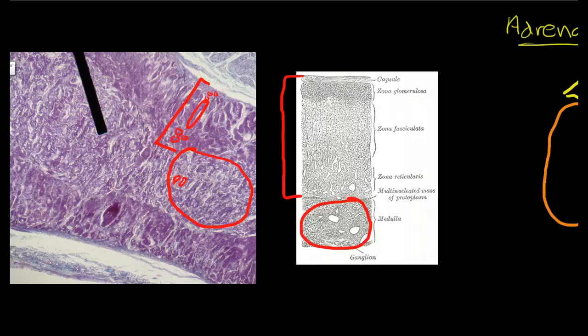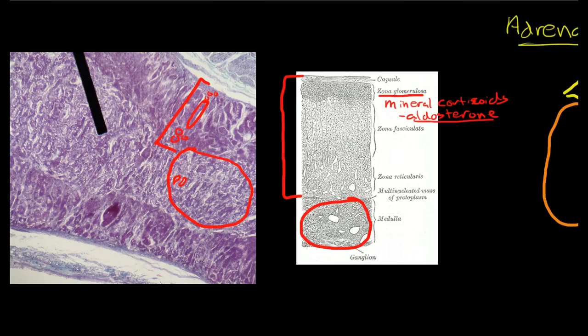For example, the zona glomerulosa produces mineralocorticoids, the most common of which is aldosterone. Again, there are actually about a dozen mineralocorticoids, but aldosterone is the most common and the most important.